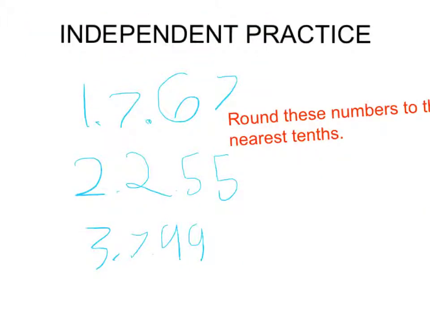Okay, independent practice. Round these numbers to the nearest tenths. 17 and 67 hundredths, 22 and 55 hundredths, and 37 and 99 hundredths. Pause this video to solve the answers.